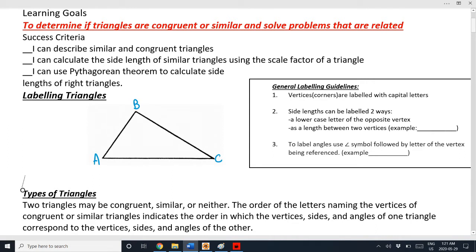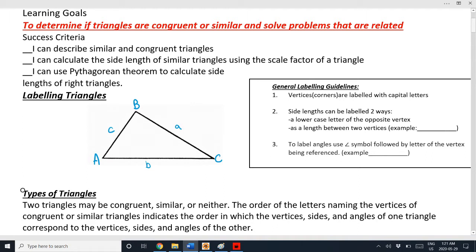The side lengths can be labeled in two different ways, as a lowercase letter of the opposite vertex. For example, this side between B and C, since it's opposite A, you would give it the lowercase a. Likewise, this side here, because it's opposite corner C, we'd call it little c. And likewise, little b would be over here. So this is referring to the lengths of these sides.